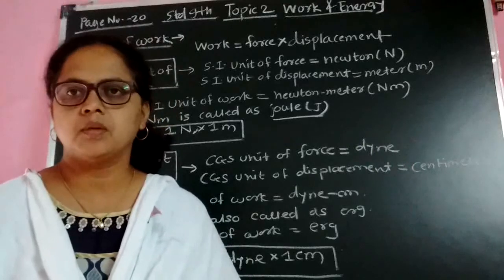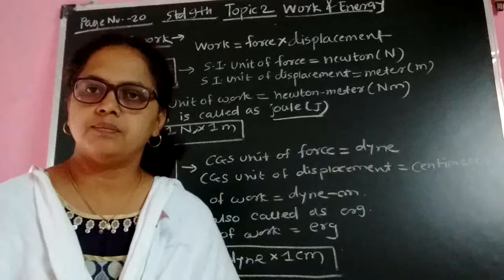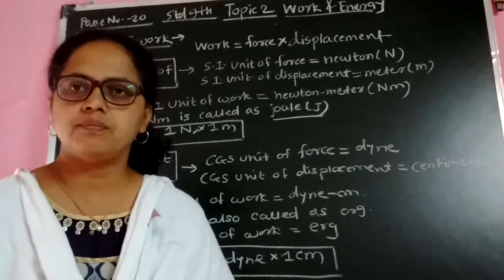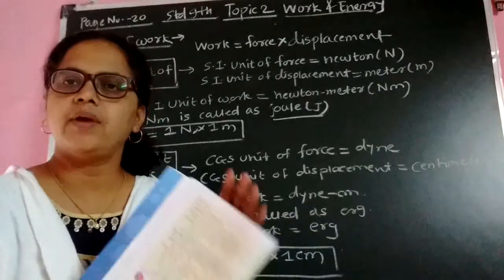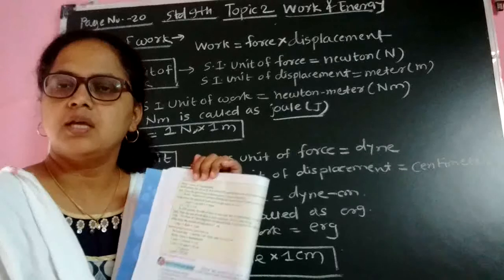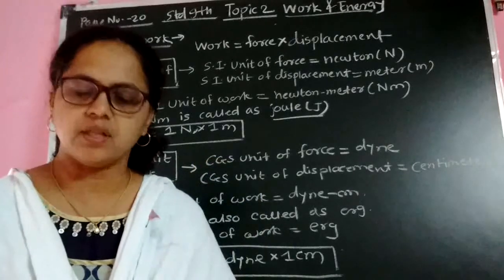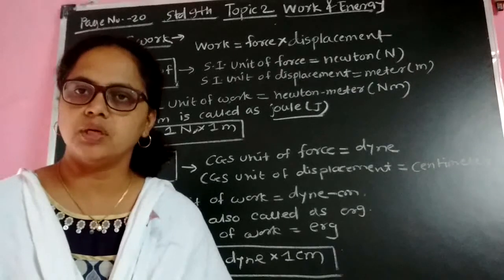Good morning students. We have seen how many types of work done, that is positive work done, negative work done and zero work done. On page number 20 you can see one information box. In that information box what is given? Unit of work, that is we have to find out the unit of work.